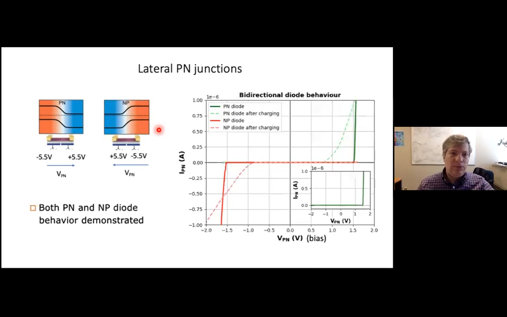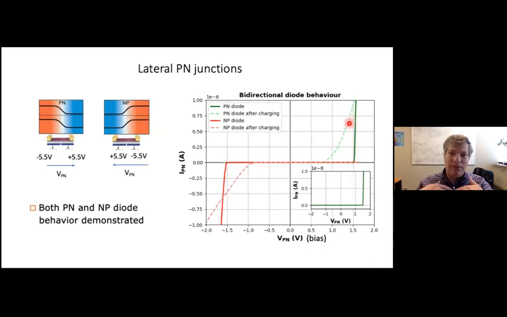Okay, and so here, for a device similar to what I just showed, this is experimentally the bidirectional diode behavior. So the green curves, let's look at the green curves first. That shows the IV behavior of the PN diode. Note that the current for the green curve remains 0 on the left side of the plot. So for negative biases, you never get current, but only at around 1.5 volts, you see a sharp turn on for the PN diode. And that's exactly what we expect to see, a turn on around 1.5 volts.